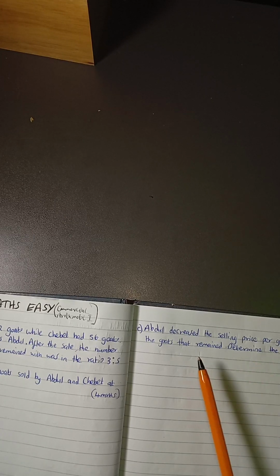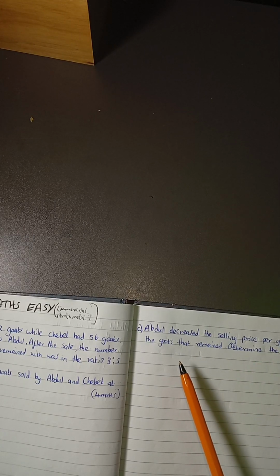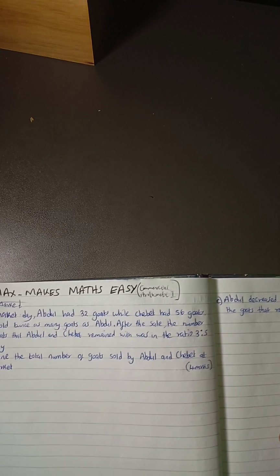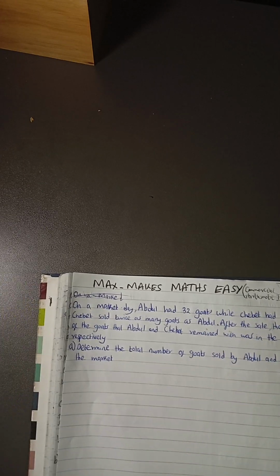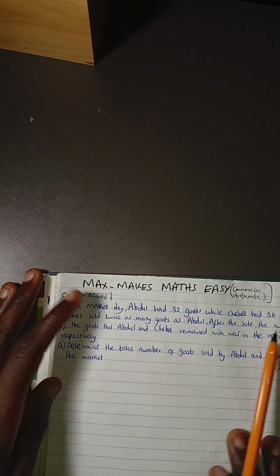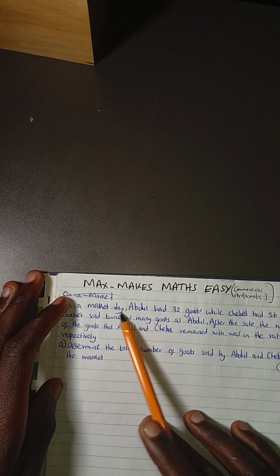And the last question reads, Abdul decreased the selling price per goat in the ratio 19:21 for the goats that remained. We are told to determine the new selling price per goat. So let's dig into our first question. We are going to read it again.